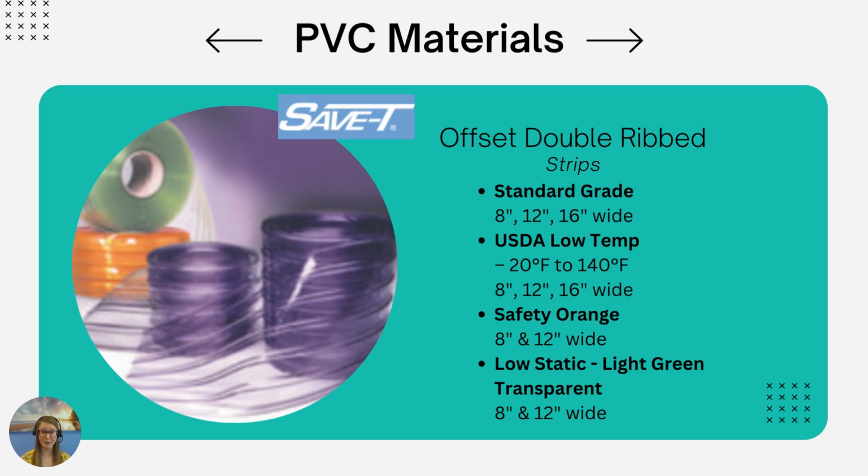Now you can see there's a standard grade for the 8-inch, 12-inch, and 16 inches wide, but there's also a USDA low temperature grade for the offset double ribbed strips. And you can see that temperature of minus 20 degrees Fahrenheit to 140 degrees Fahrenheit with the 8, 12, and 16-inch wide strips available. In the back corner, you can see that safety orange double ribbed strip, and that's going to be available in the 8-inch and 12-inch wide strips. And then lastly, on top of the orange, you'll see that low static light green transparent strip that comes in 8 inches and 12 inches wide.